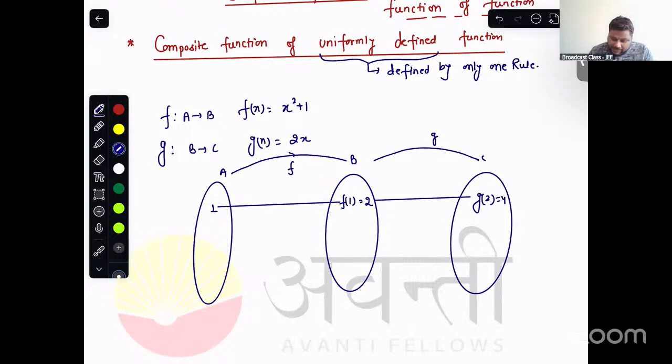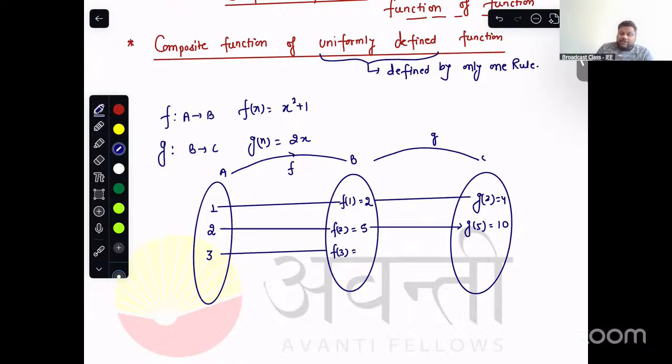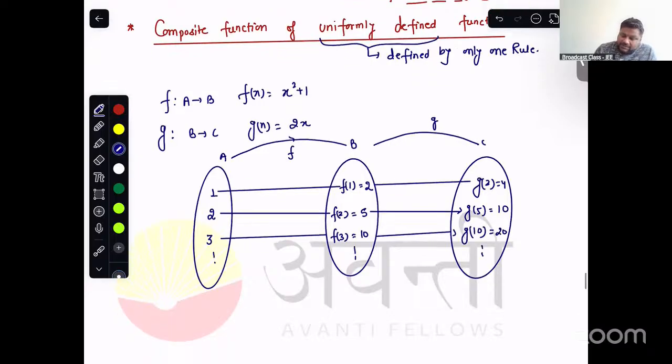Am I correct? Now say there is an element 2. First of all, you get f(2). f(2) will be 5. Now this 5 goes to g. You get g(5). And g(5) is 10. Then say there is an element 3. With this 3, first of all, you get f(3). f(3) will be what? 3 squared, 9 plus 1, 10. Then this 10 will go to g. Then you get g(10). g(10) will be 20. And so on and so forth. This is how it is going.